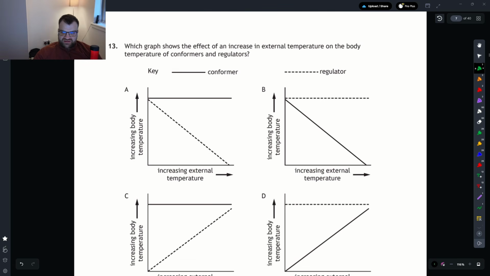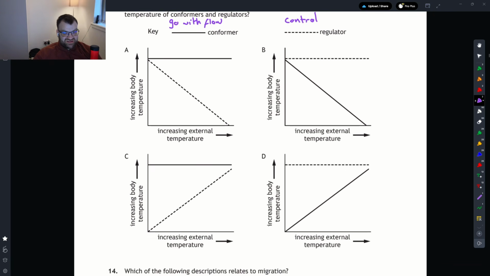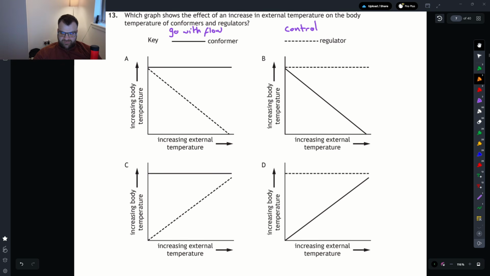Next one, regulators and conformers. A conformer will change its internal conditions with the external conditions. A regulator will try and keep their levels at a set point or within a small band, a range. Right, let's see then. So I am looking for regulators to be flat. That's B or D. Have the dashed line going flat. If the temperature was increasing, the body temperature of the organism would increase as well, so it would slope up. Here, what's happening is as it gets warmer outside, they're getting colder. That's not what we are looking for. D is going to be correct for number 13.